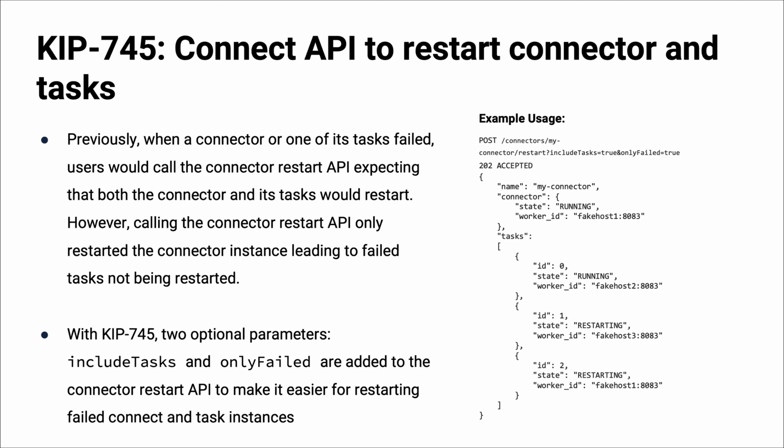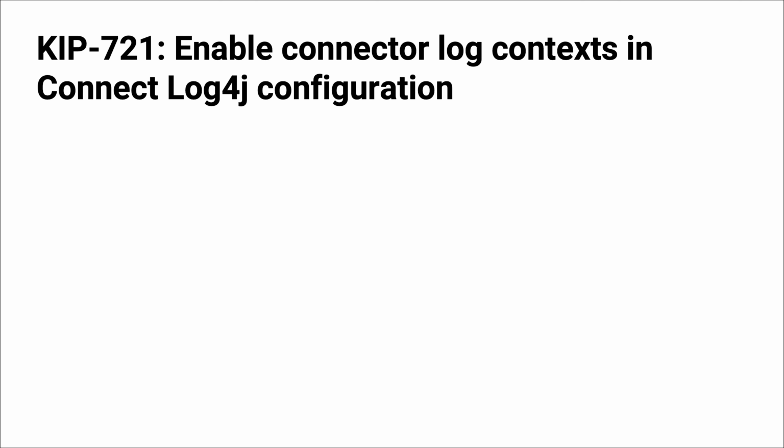So that's just a slightly cleaner way to give you a little bit more granularity into bouncing a connector where something has gone wrong. KIP 721 is enable connector log contexts in Log4j configuration.